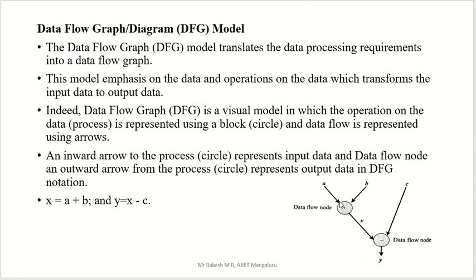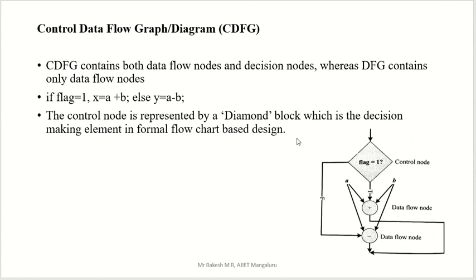Here this is your process, that is called a data flow node. You can see this is called a data flow node and this is called a data flow node, and the arrow mark is a data flow. We have only this much in the DFG, but in the CDFG, the first thing is control. So we have one control option, that is called a decision node. That is the one extra node we have in CDFG.